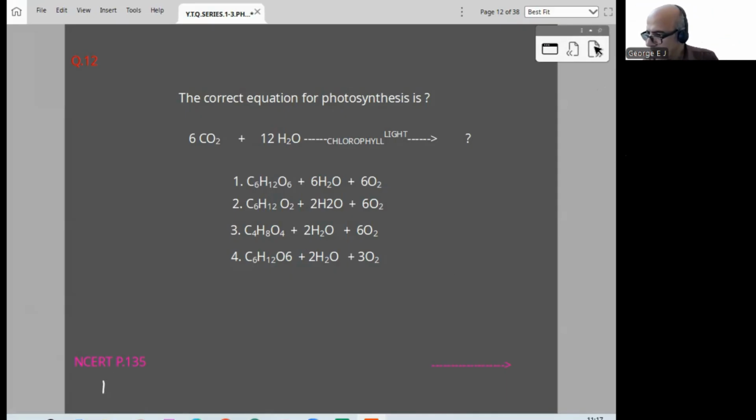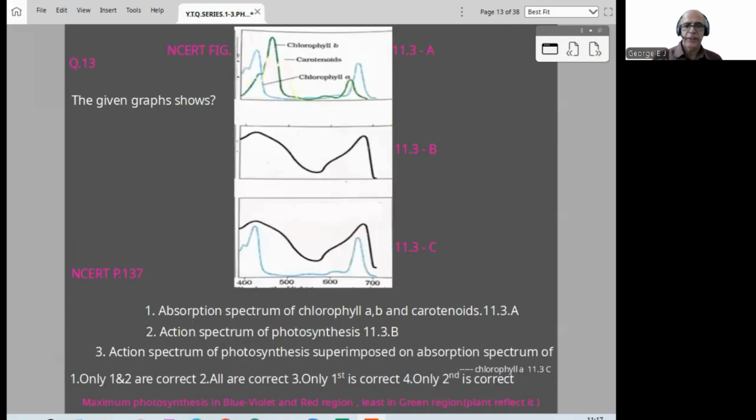Direct question. Now question number 13, a graph question, a famous question. As much as possible, I have given the same numbering as NCERT, so it will be easy for you. You may be familiar with this diagram. The given graph is on page number 137 of NCERT. Usually they ask this type of question directly from NCERT. We can proceed. Absorption spectrum of chlorophyll a, b, and carotenoids, 11.3A. It's labeled there, so you can easily follow it.